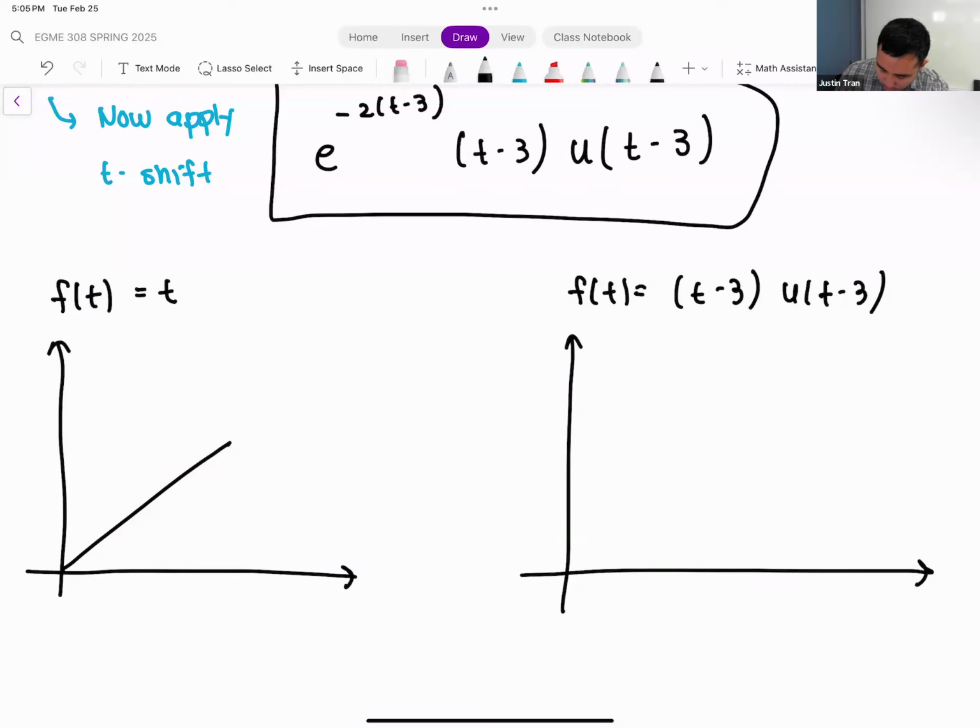Now this function is going to start at 3, and we have our linear ramp that starts off from there. So the t minus 3 has to be there so that the initial value is not wonky. Exactly. That t minus 3 is there to make sure that the initial value is usually 0.